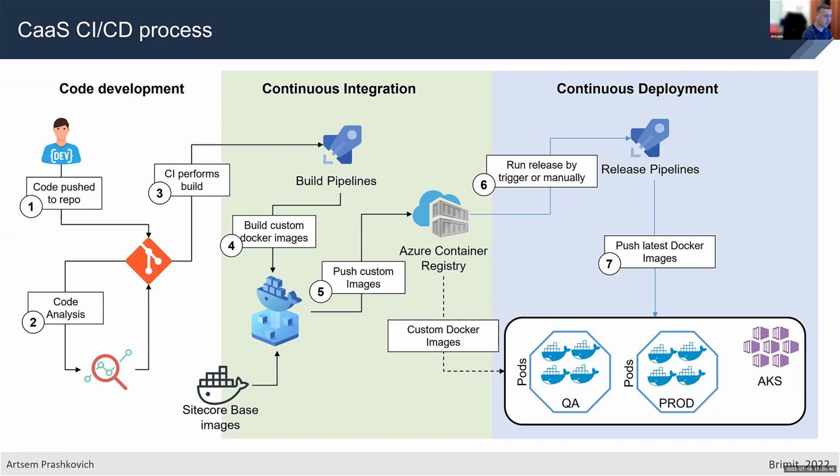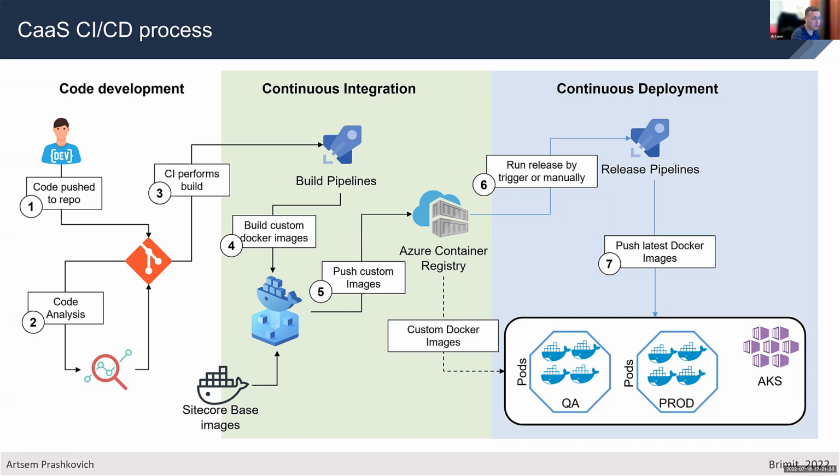So once the build is ready, we push our custom images to the container registry. It can be Azure Container Registry, of course. It can be any private or public container registry from other providers anyway. And this is similar to Azure storage. And once our build is ready, the release pipelines will be run. Again, it can be run with some trigger, it can be run manually. And what we actually do, we just push new Docker images to our Kubernetes cluster.